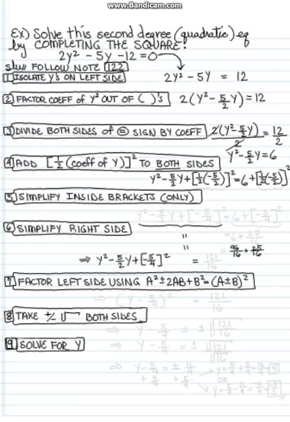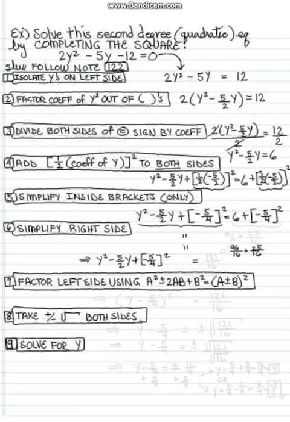Okay, now we're going to step 5. Simplify inside the brackets only. Inside the brackets, we are multiplying fractions. A positive times a negative is a negative. Top times top over bottom times bottom. That gives us y squared minus 5/2 y plus bracket negative 5/4 bracket to the second power equals the other side, 6 plus bracket negative 5/4 to the second power. So all we did there was simplify inside the brackets only.